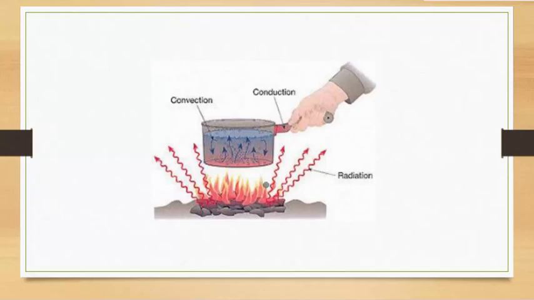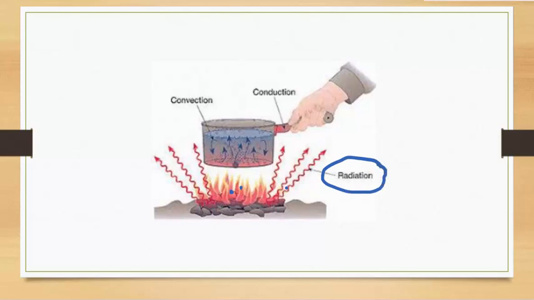See, this is a pot, and here this is a fire. Now from the fire to this container the heat is transferred by radiation. These red lines show the radiation. It means when there is no physical contact between the bodies, then the heat is transferred through radiation.